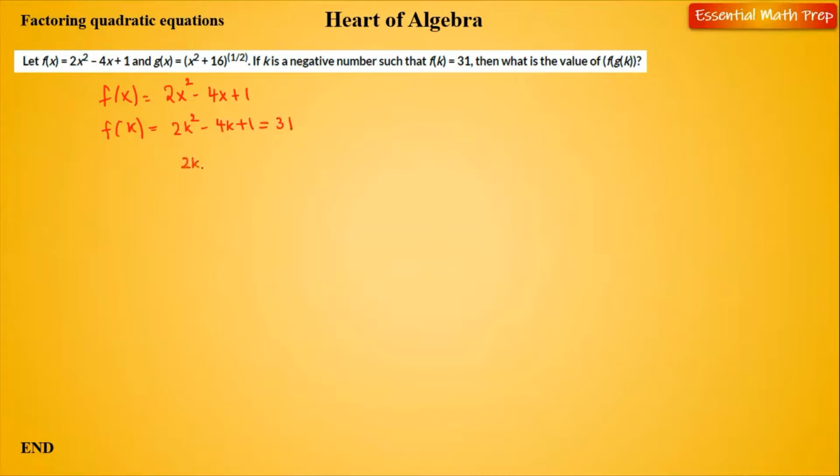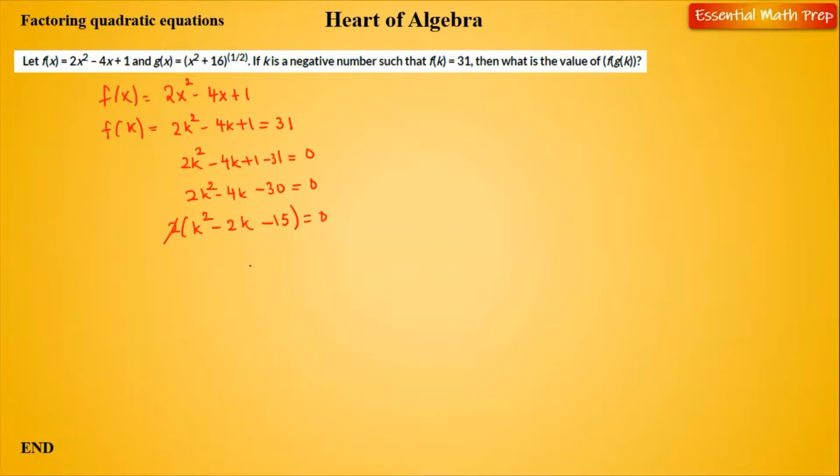If you subtract 31 on both sides, then you get plus 1 minus 31 equals 0. So that's 2k squared minus 4k minus 30 equals 0. We can reduce it even further. If we take 2 out of the brackets, k squared minus 2k minus 15 equals 0. The 2 is irrelevant, so we can disregard it.